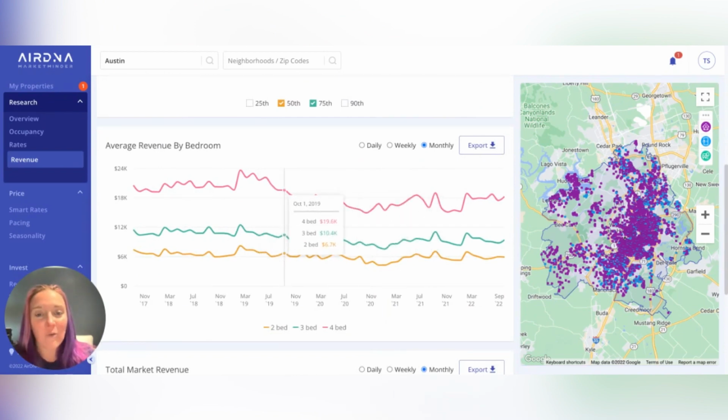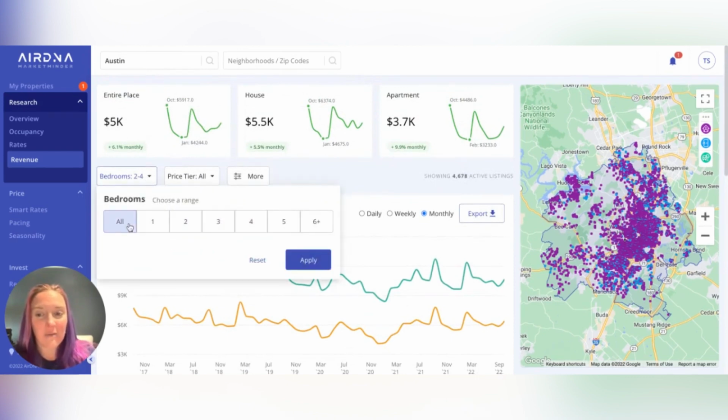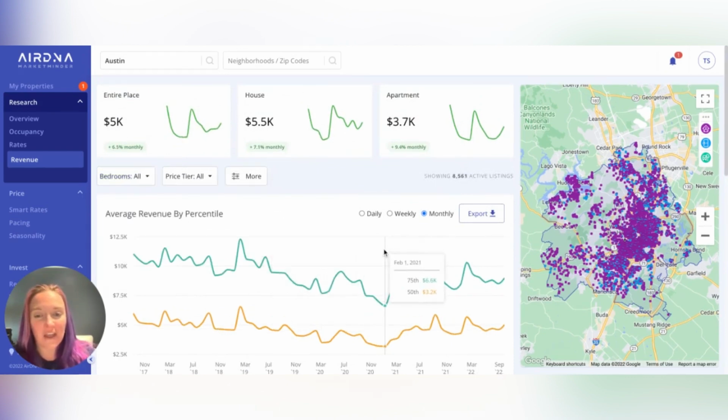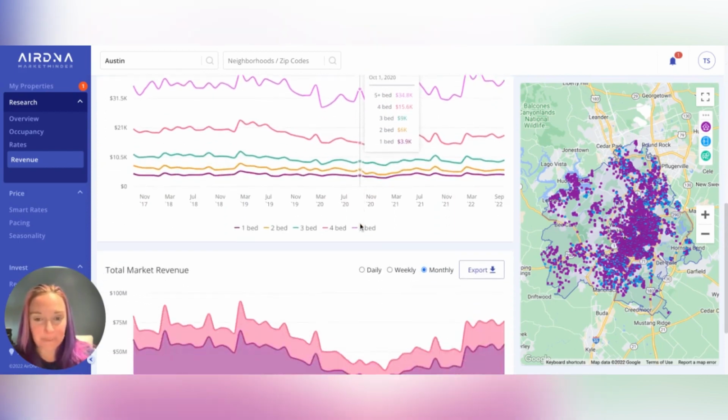We also have average revenue by bedroom. So you can see how much people on average make in your market to see how well you're doing with your property. Or you can see which ones do best if you're looking to buy a property and can't decide. Right now you'll see that this is showing us 2, 3, and 4 bedrooms because that is the range we selected up here. If we go back to all, then you'll see all bedrooms up to 5 plus here.